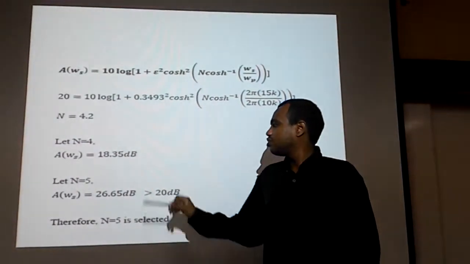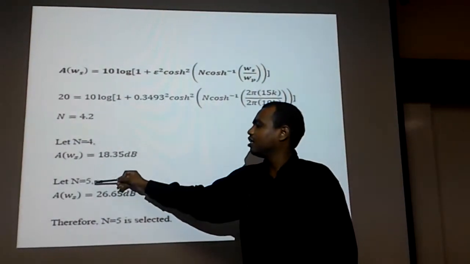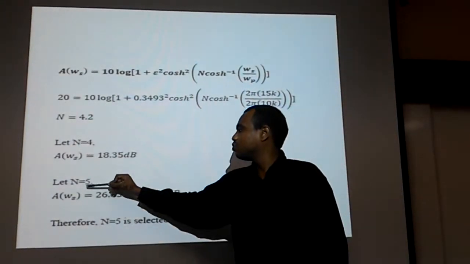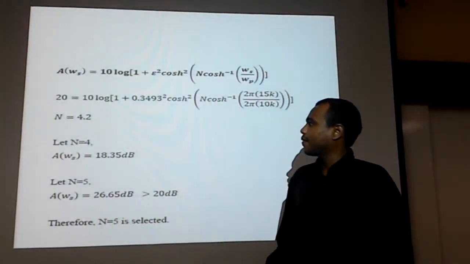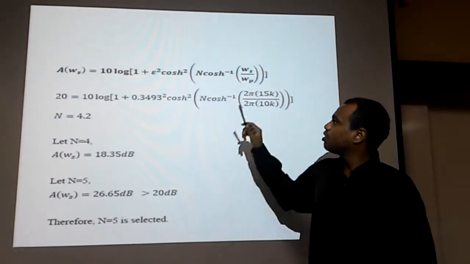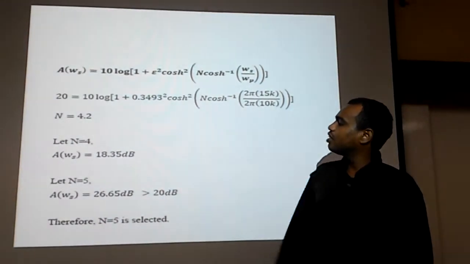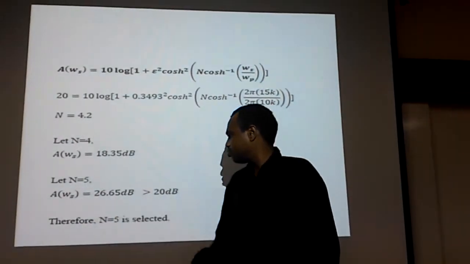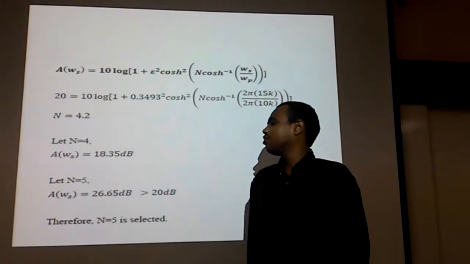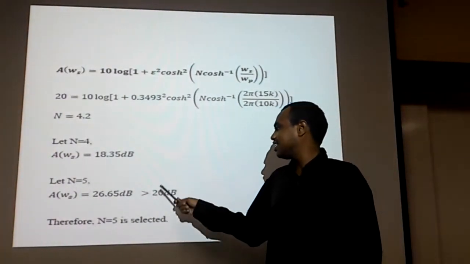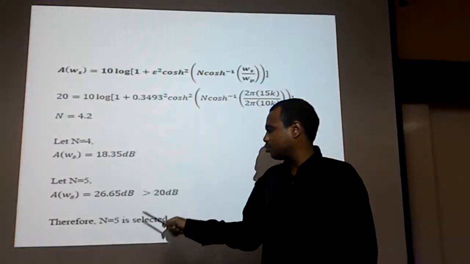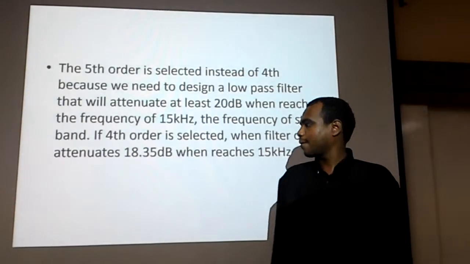And thus we will not take this value. So we again substitute n with a number higher than 4. We substitute n equal to 5, and we find that A omega s equals 26.65 dB, which is greater than 20 dB. And thus we take n equal to 5.